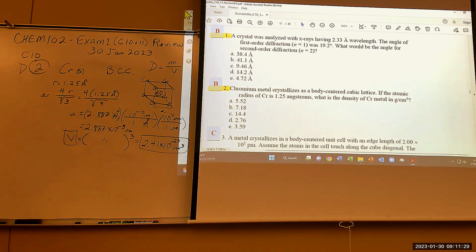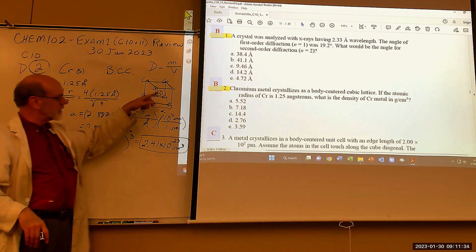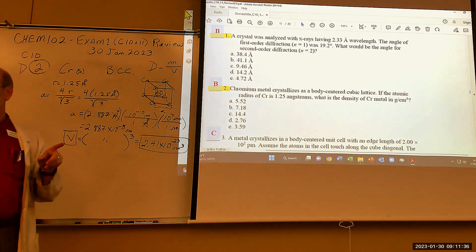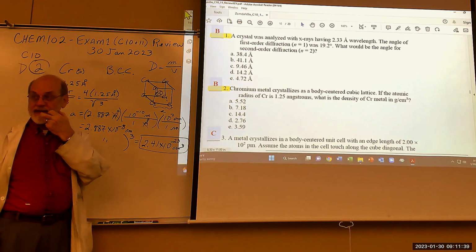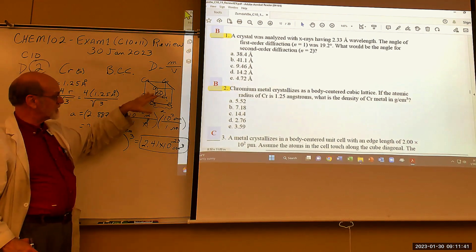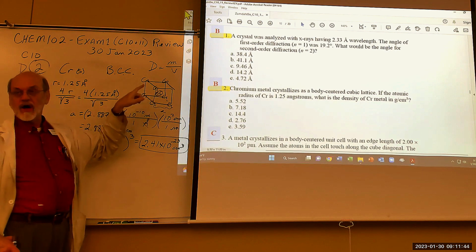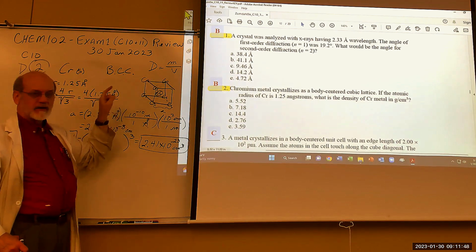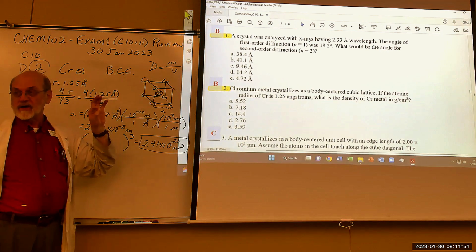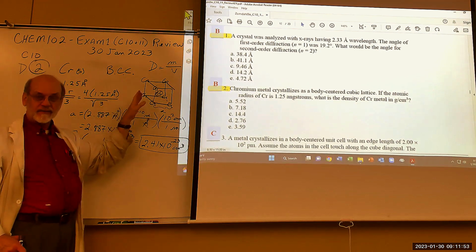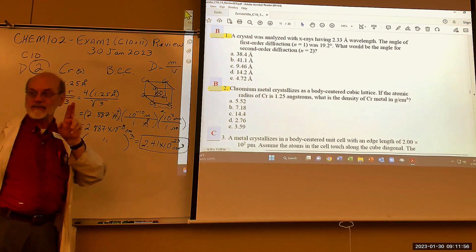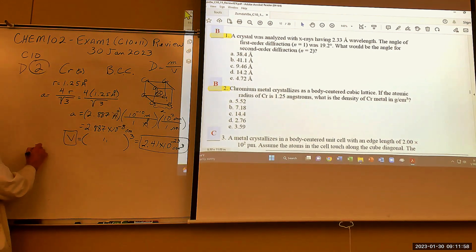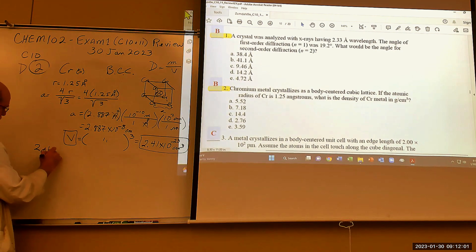How do we get the mass? In this unit cell, how many atoms are there? Remember when we determined that in class? For the body-centered cube, that atom belongs to that cube. So there's 1. But for each one of these, only 1/8 of each one belongs to the cube. So we got 8 of them. That means there's another one. So we have 2 atoms of chromium per cell.